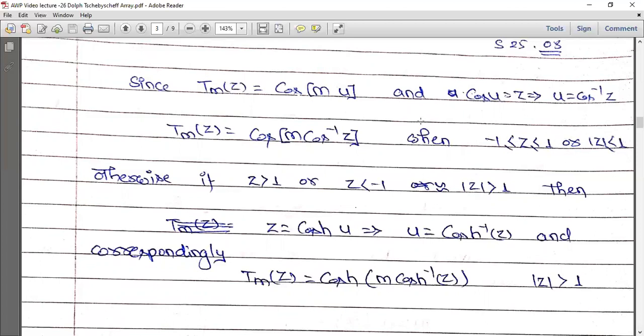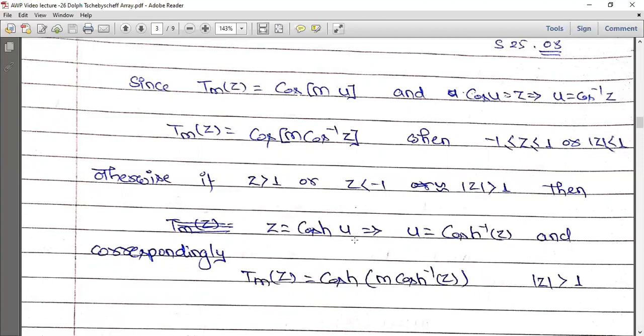The case when z is greater than 1, or when z is less than minus 1, in another form you can write the same thing as mod z greater than 1. When mod z is greater than 1, that is, when z is greater than 1 or z is less than minus 1, in that case this definition doesn't work. In that case, you define z as cosh u, using hyperbolic functions.